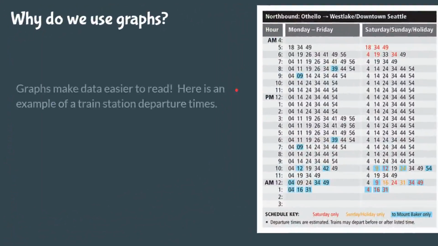Here's a real world example. Why do we use graphs? Graphs make data easier to read. Here's an example of a train station departure times. So this is right from the internet, from Seattle, Washington. And I want to point out the hour, Monday through Friday, Saturday, Sunday, and holiday little headings up here.